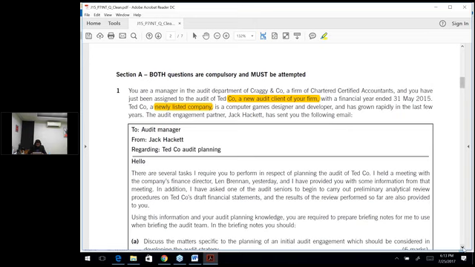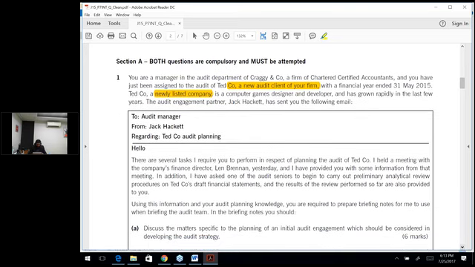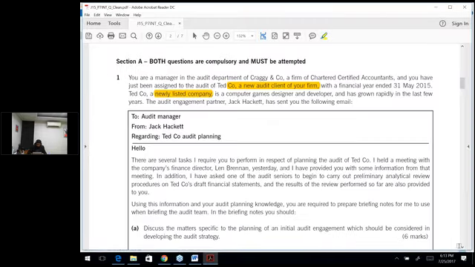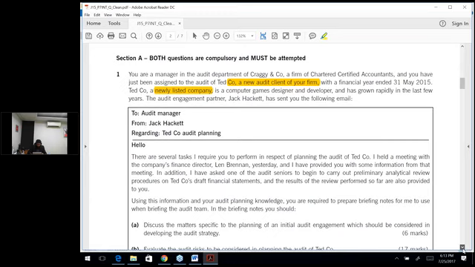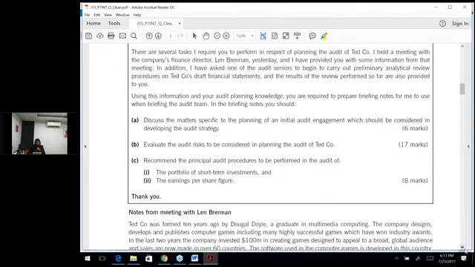Now, what does he say? He says that there are several tasks I require you to perform in respect of the planning of the audit of TED Company. I held a meeting with the company's finance director, Len Brennan, yesterday, and I've provided you with some information from that meeting. In addition, I asked one of the audit seniors to begin to carry out preliminary analytical review procedures on TED's draft financial statements, and the results of the review performed so far are also provided to you. He says, using this information and audit planning notes, in the brief, you are required to prepare briefing notes.